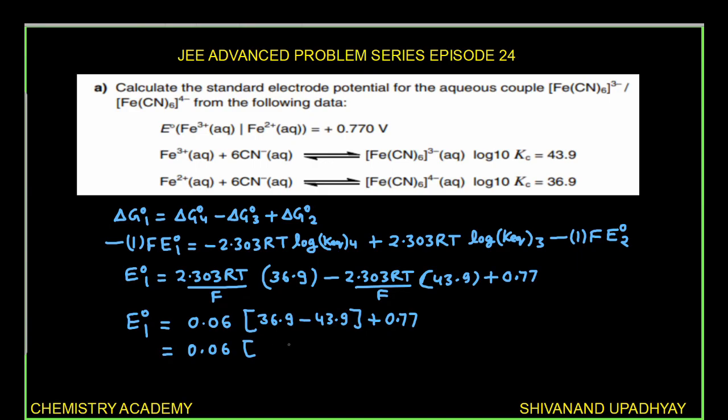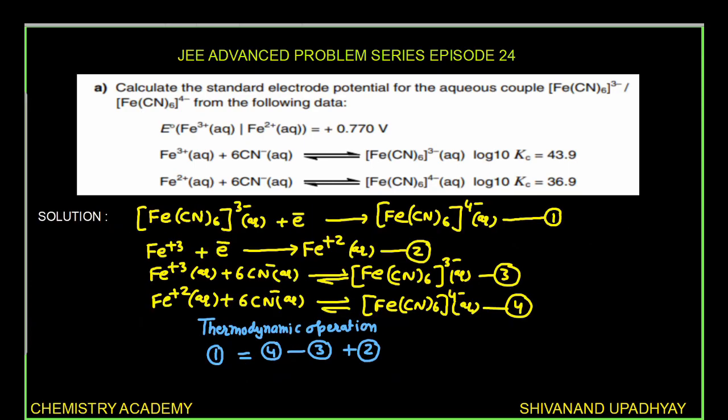By simplifying this, I can write 0.06 into the difference of these two numbers, 36.9 minus 43.9, which is minus 7. So minus 7 into 0.06 plus 0.77. On further simplification, this is minus 0.42 and this value is 0.77, so it comes to plus 0.35 volt. This will be the answer, E0 for this half cell reaction, where iron in the +3 oxidation state in this complex ion form is converted into the +2 oxidation state. Right, so this is the first part which we have solved.